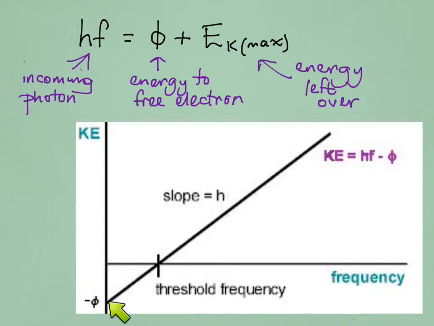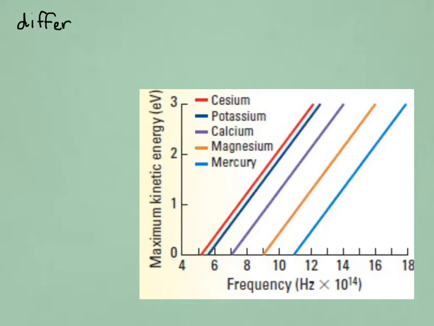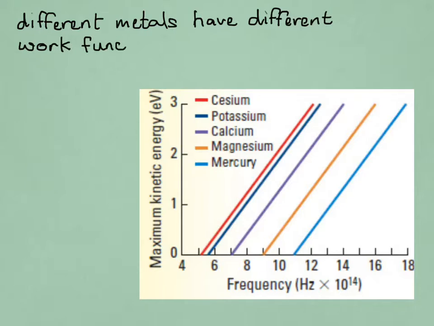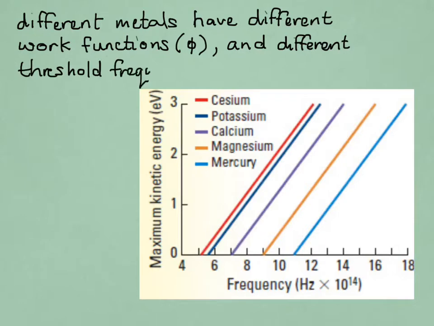And in fact, this is the work function. This is the minimum amount of energy you need to supply to free the electron in the first place. And different metals have different work functions and different threshold frequencies. So in this diagram, it doesn't show you the phi's, the work functions, but if you can imagine extrapolating these lines down until they hit the y-axis, you would see that each one would be hit at a different distance below the axis. So they've all got different work functions.